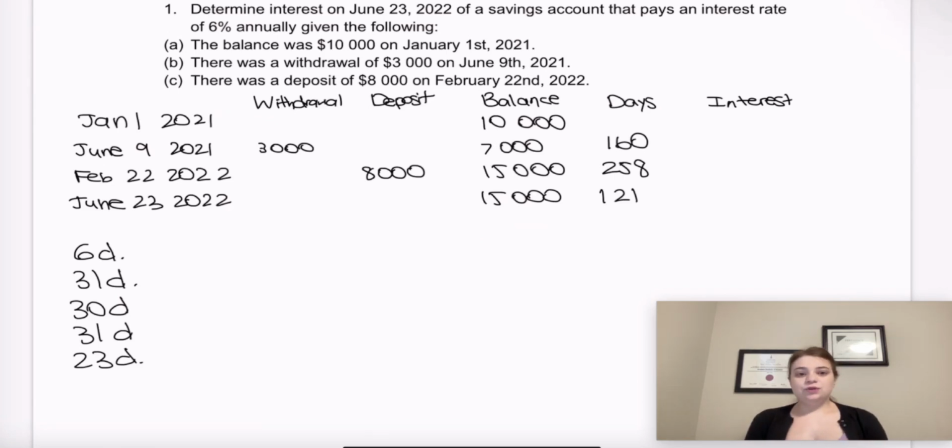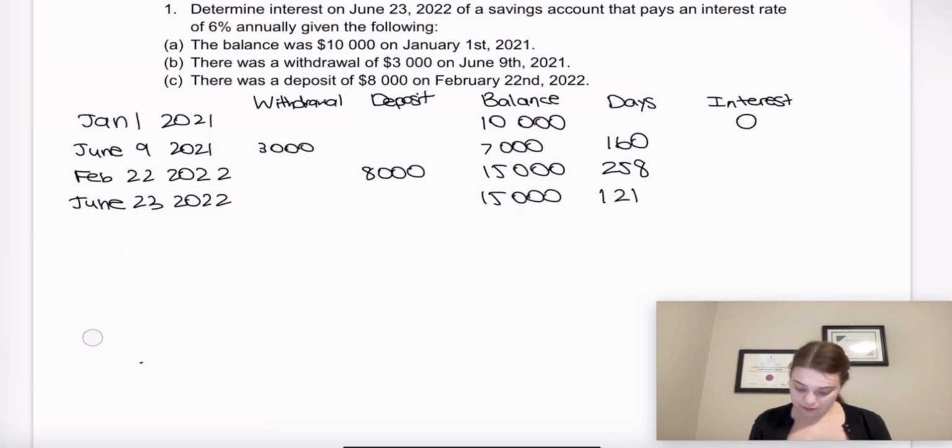So next we're going to go ahead and fill in the interest column. In the first section, we're just going to put 0, because on the day that we deposit the $10,000, we have not accrued any interest yet. Then we have to start with this next one here.